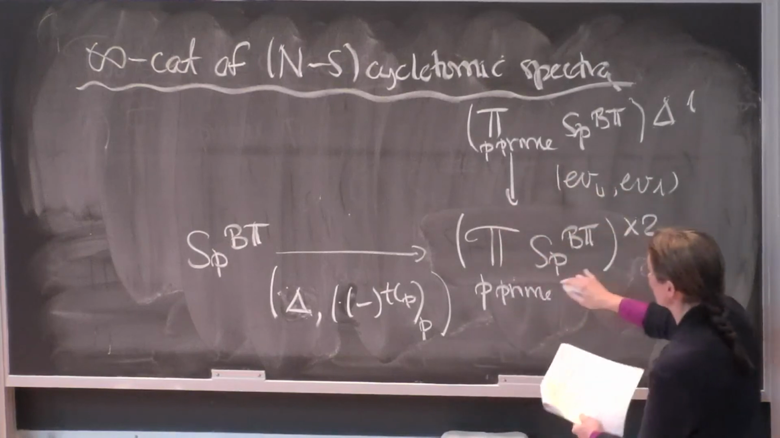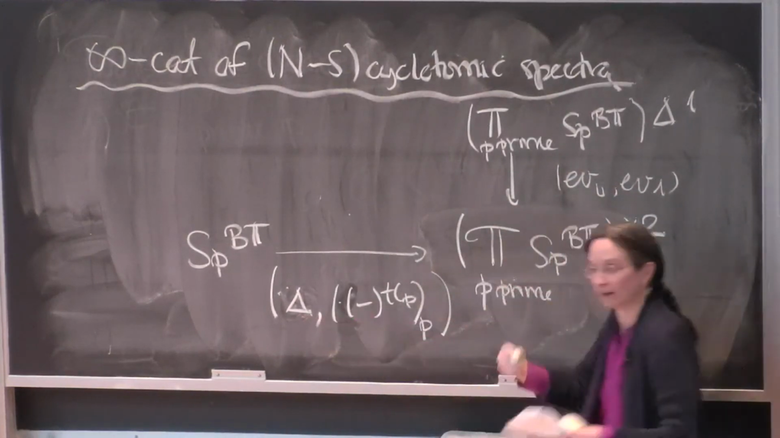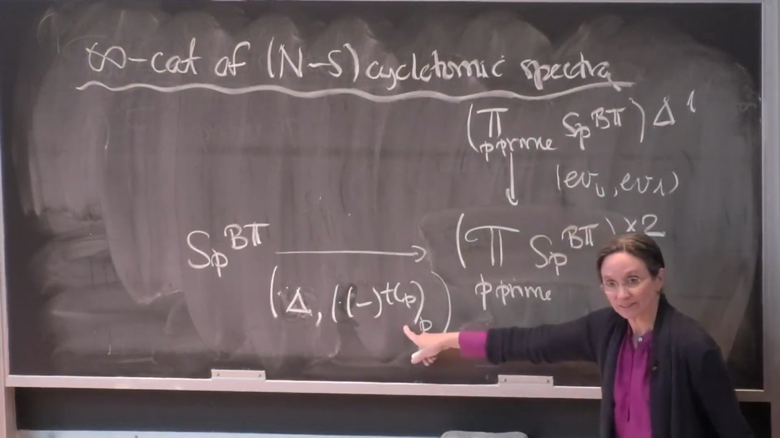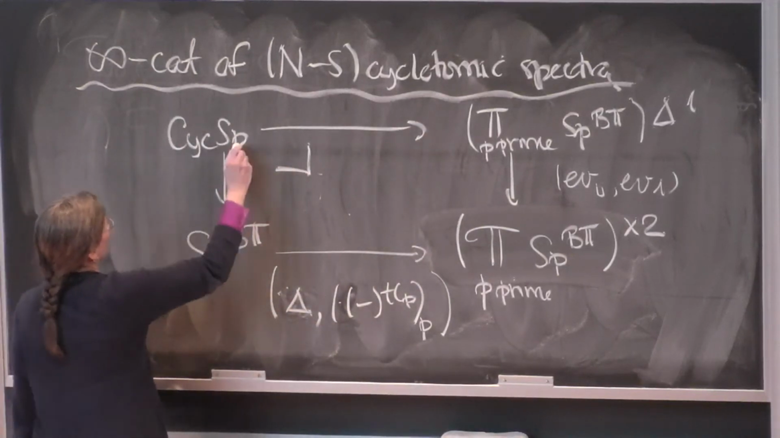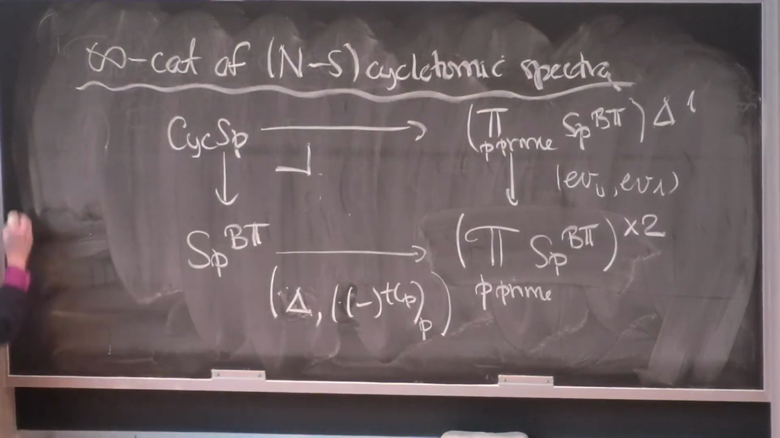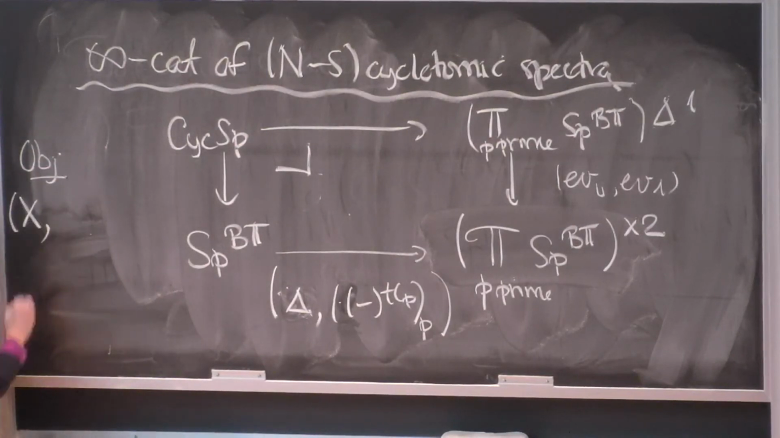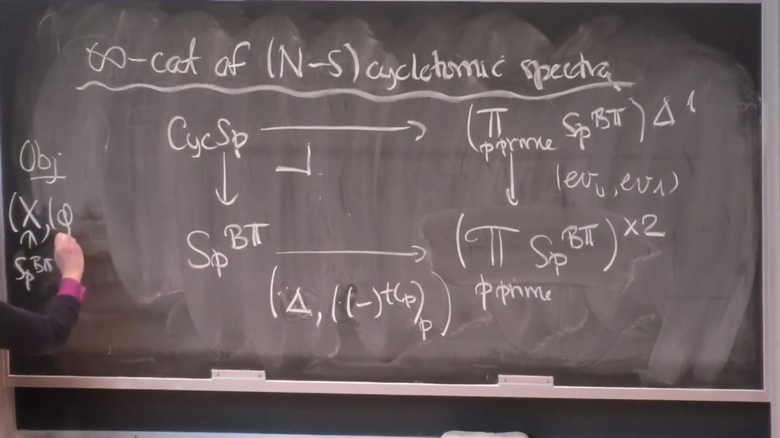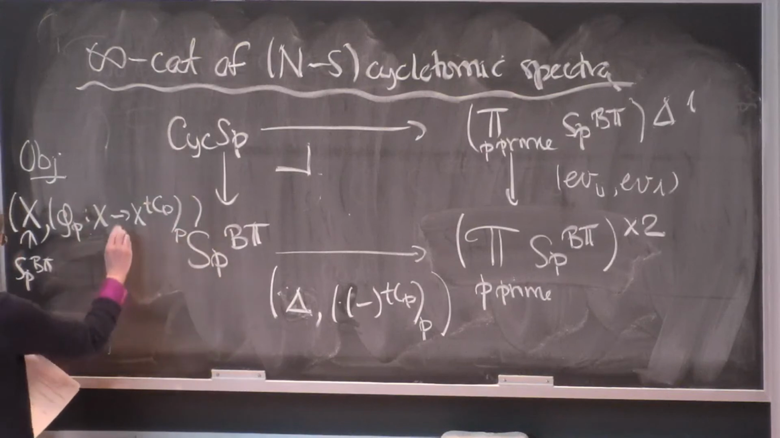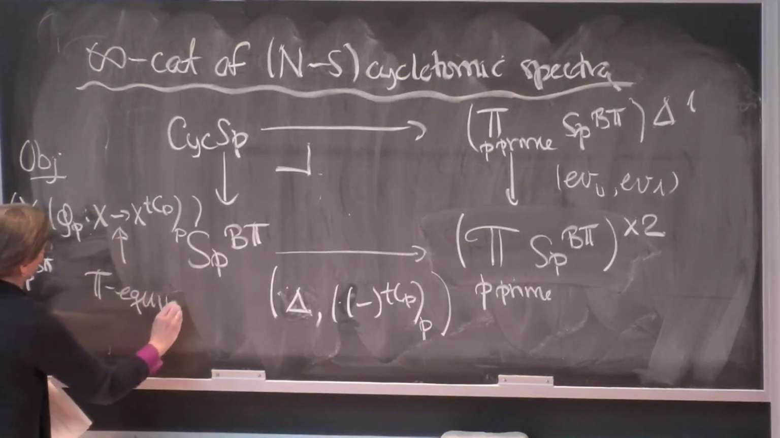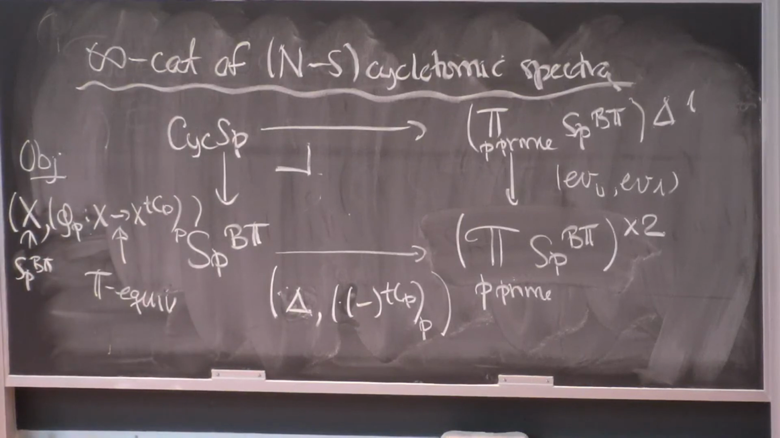So what this is doing, if you take a pullback like this, is kind of identifying in each point, up to equivalence, the identity with this Tate construction. So we take the pullback here, and this is our infinity category of cyclotomic spectra. What do the objects look like? The objects look like pairs of a T spectrum X together with maps phi p from X to X Tate Cp over all p, and this thing is T equivariant. That's it. No coherence conditions, nothing like that, just a sequence of maps.